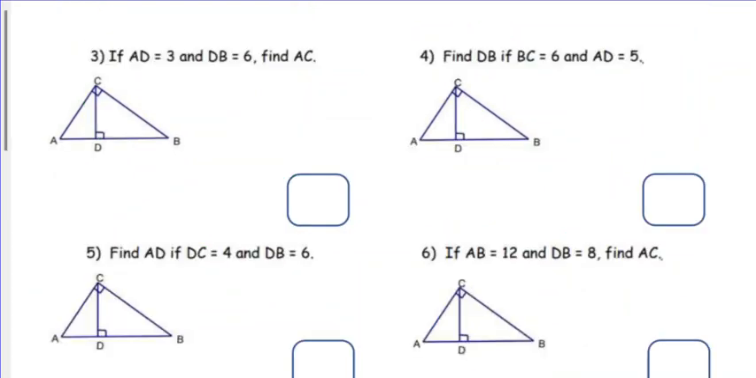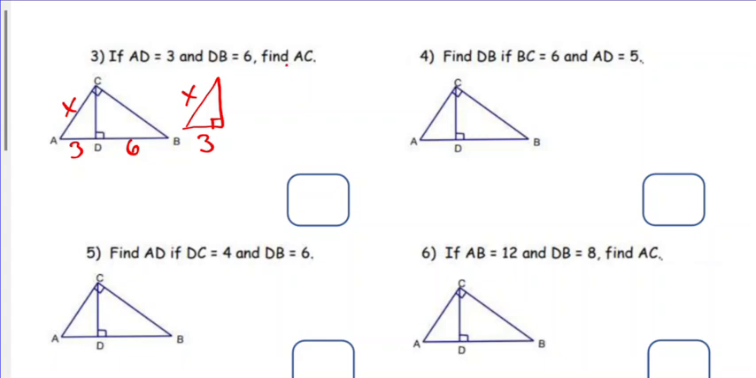All right, on number 3, they're giving us AD and DB, but now we want to find AC. So you really want to think about what two triangles can be useful. I'm going to redraw all 3 triangles just so I can see what could be useful here. I'm going to draw ACD. I have 3, and I have x as the hypotenuse.